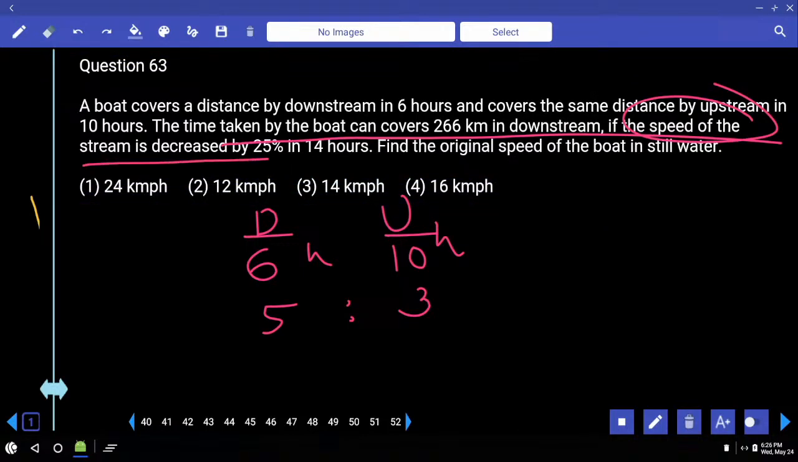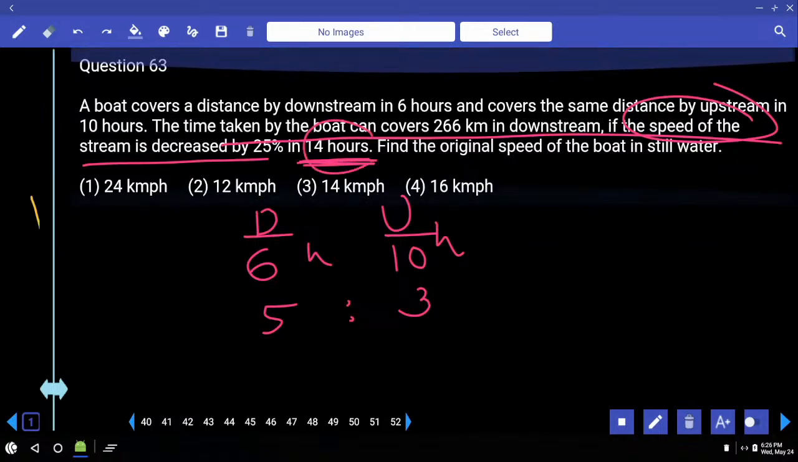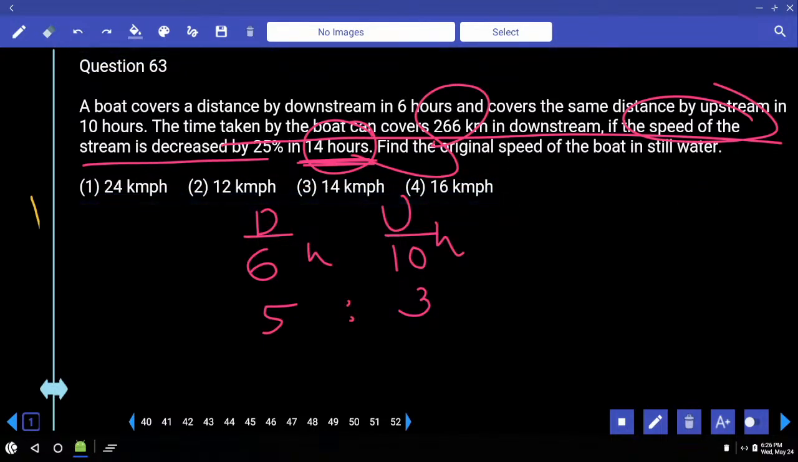The time taken by the boat to cover 260 km downstream, if the speed of the stream is decreased by 25%, is 14 hours. What is the speed here? 260 divided by 14 is 19. 19 is the speed. That is the downstream speed after decreasing the speed of the stream by 25%, not the original downstream speed.